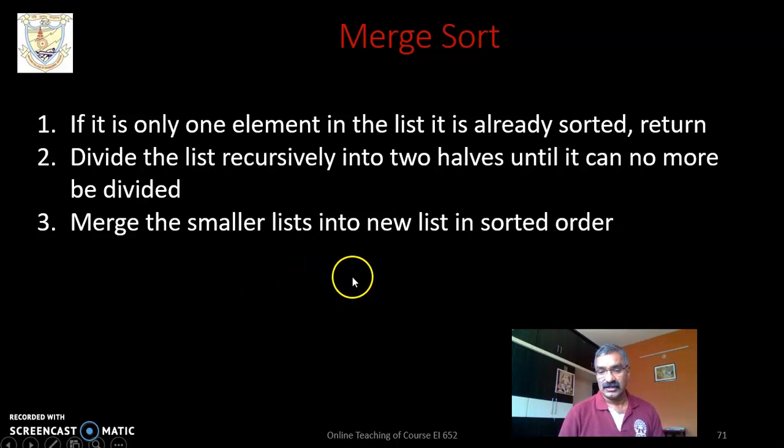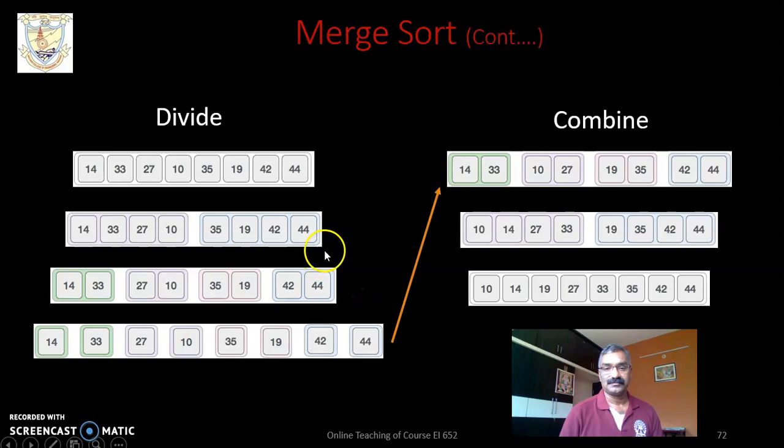Let me explain with an example. Let us take this one. On the left side, I have the divide: a big list is given and it is divided into small ones. And on the right side, I have combining the list. This is called divide and conquer. This is my example: 14, 33, 27, 10, 35, 19, 42 and 44. It is an unsorted list. So totally there are 8 elements.